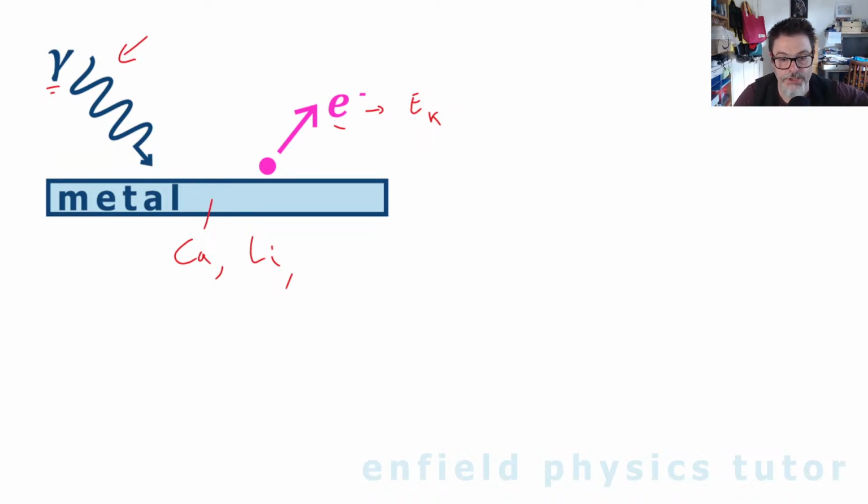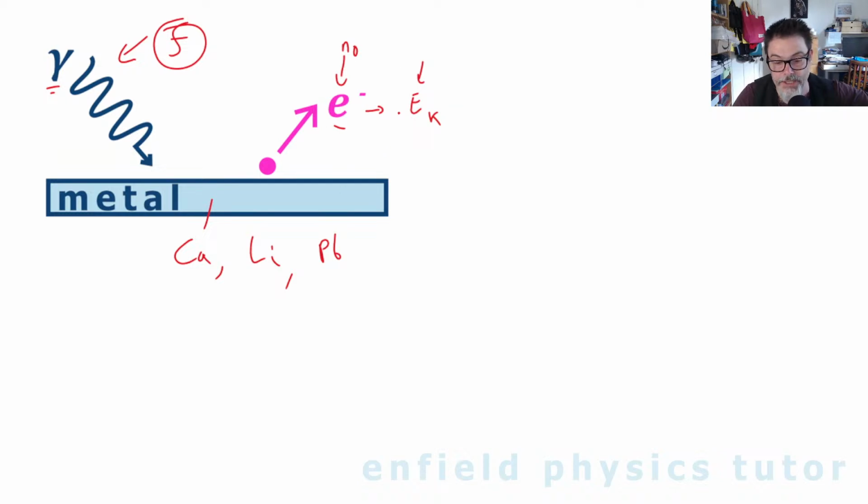Well, obviously we could change the metal if we could think of any. So we've got calcium, lithium, lead maybe, I don't know, a whole pile of metals you could use. But we'll keep the metal the same. So what we can change relatively straightforwardly is the frequency of that radiation. And then we can measure the number of electrons that we get and obviously the size of the kinetic energy.